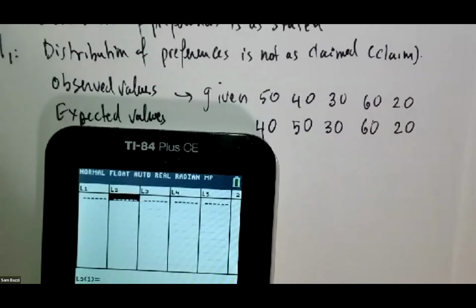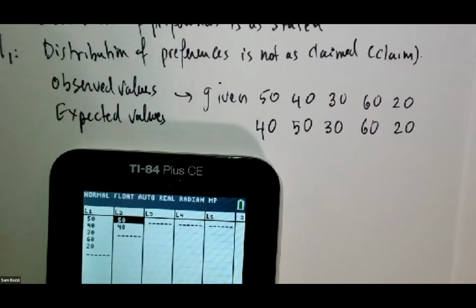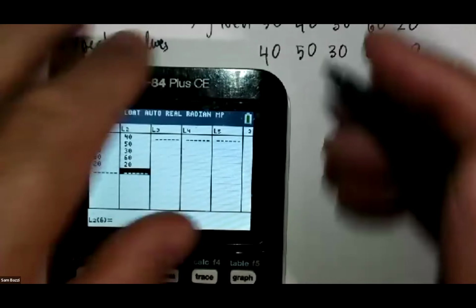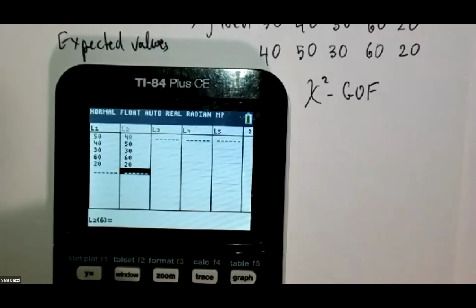So let me put the values in. Oops, sorry, it should be the other first one. 50, 40, 30, 60, 20. For L2, it will be 40, 50, 30, 60, and 20. And now, guys, you go to this test, the goodness of fit test, GOF test. Here it is, under Stat, Tests.